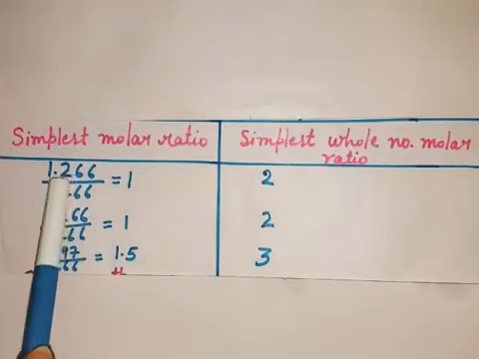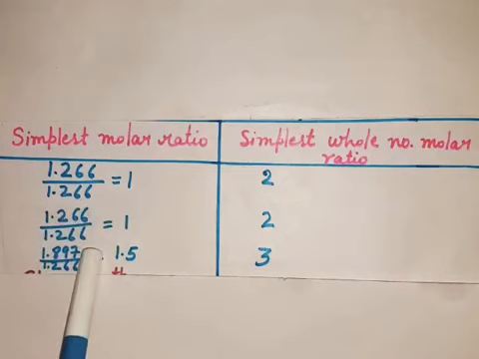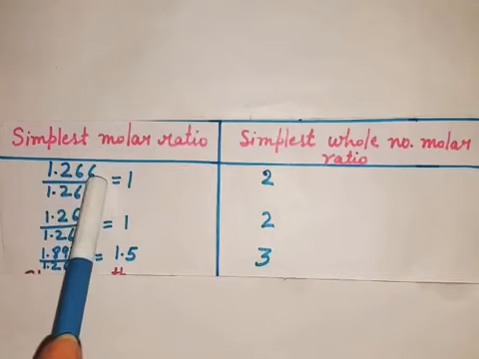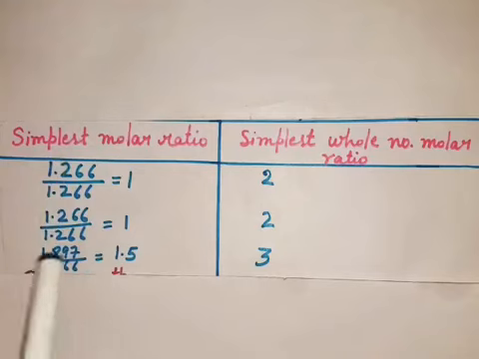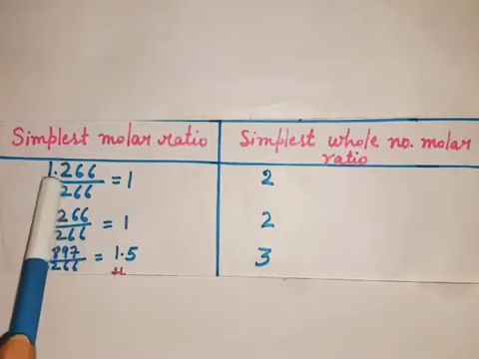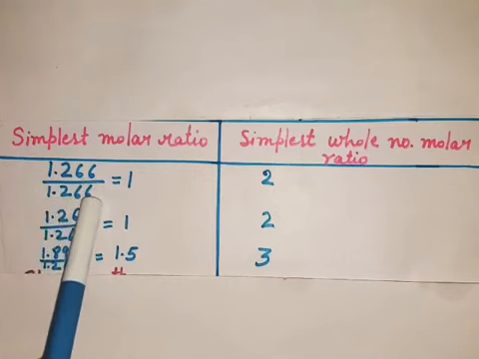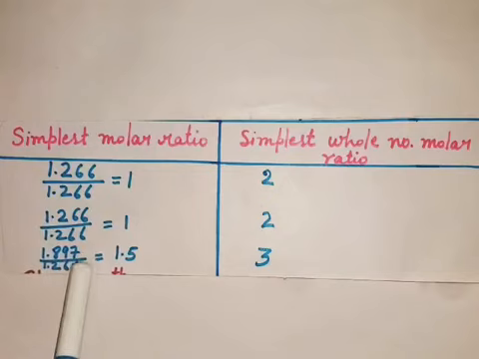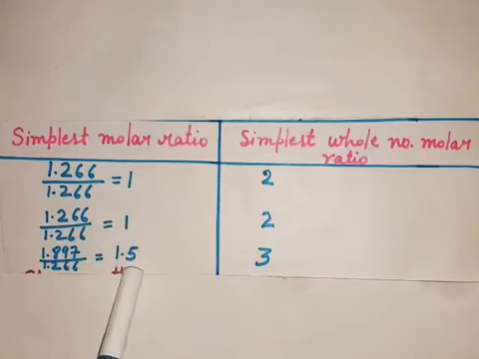Now we will move to the next column, that is simplest molar ratio. Here we have 1.266, 1.266 and 1.897. Out of these three, 1.266 is the least number. So we have to divide all the numbers by the least number. So 1.266 is divided by 1.266, and here also, and 1.897 is divided by 1.266. It is equal to 1, 1 and 1.5.